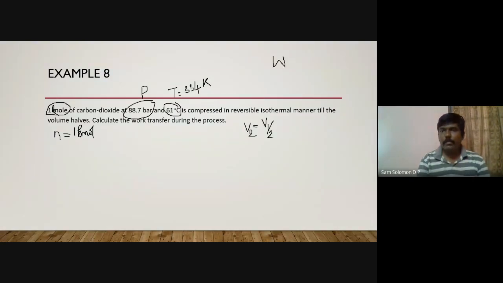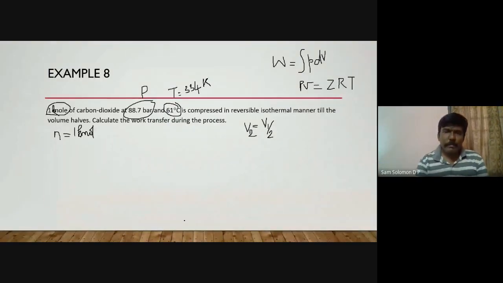We know there is no additional mass added, so it can be treated as a closed system. So W is integral PdV. Nothing is mentioned here, but I am considering it to be a real gas. If it is a real gas, then it will obey PV equal to ZRT.